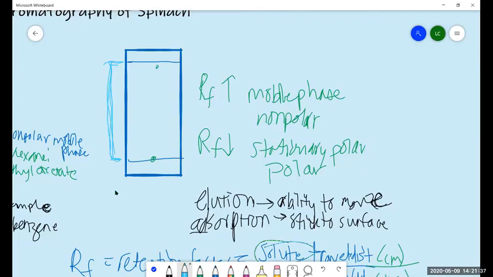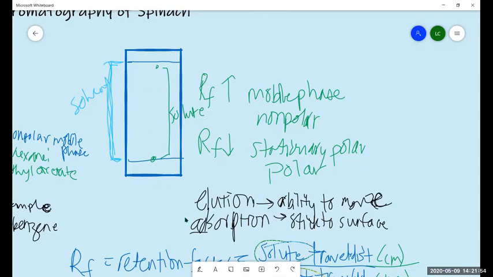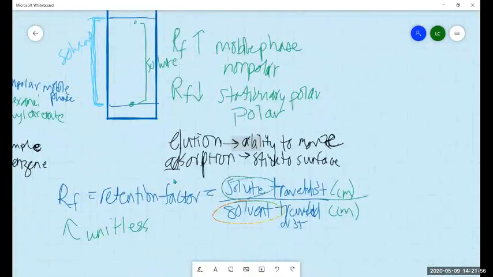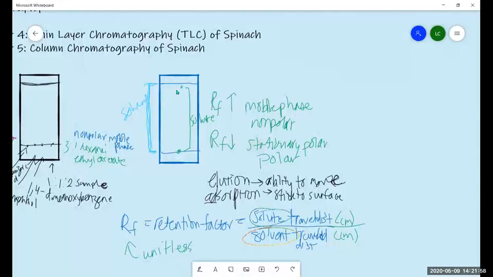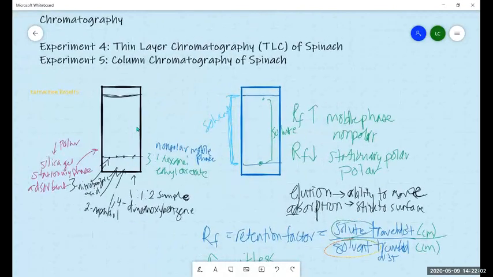So this line is your solvent distance, and then your solute distance is however much this green thing I drew traveled. So maybe this is your solute traveling distance. And you might have multiple spots, so you have different RF values for each. And by where your spot is located and your relative RFs, you can compare them.